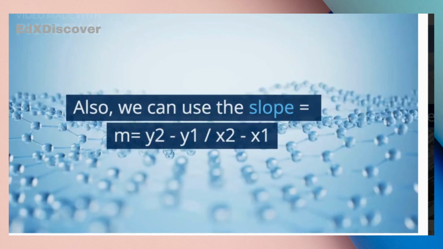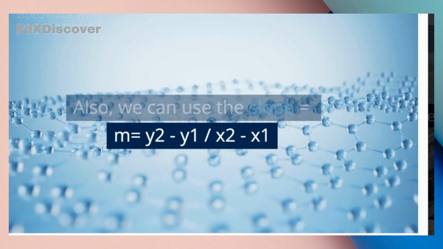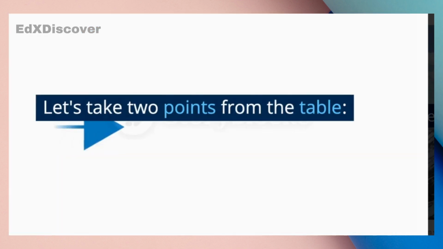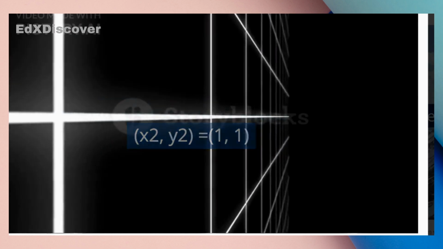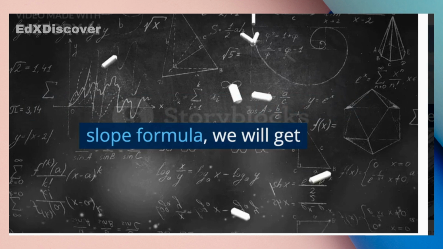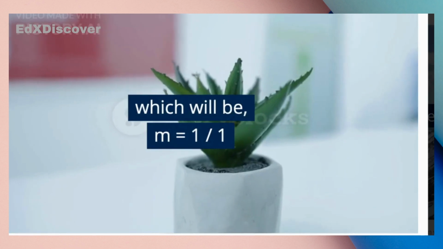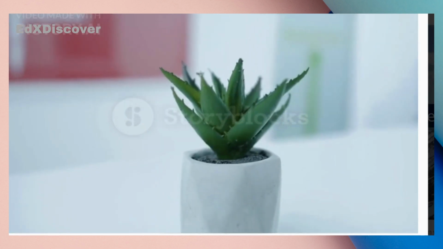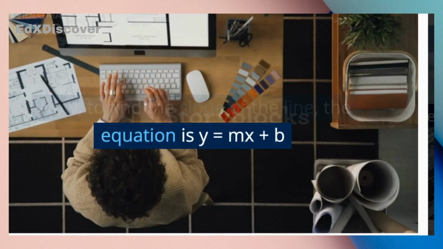Or, also, we can use the formula slope m equals (y2 minus y1) divided by (x2 minus x1). Let's take 2 points from the table: (x1, y1) equals (0, 0) and (x2, y2) equals (1, 1). If we substitute the above points in the slope formula, we will get m equals (1 minus 0) divided by (1 minus 0), which will be m equals 1 over 1. Therefore, m equals 1.